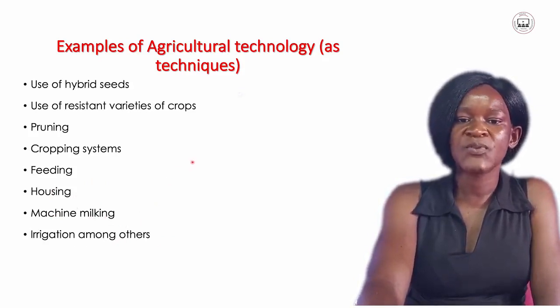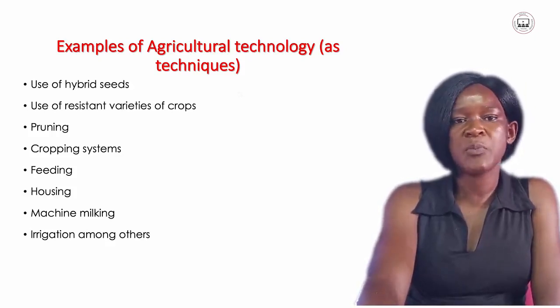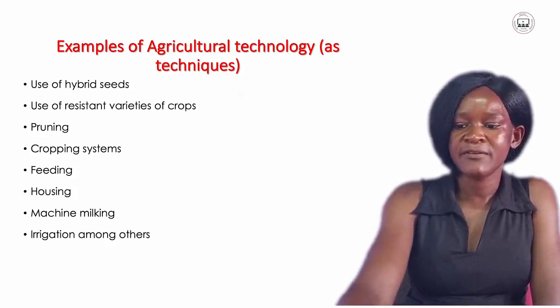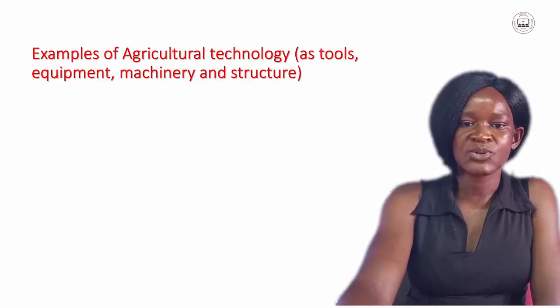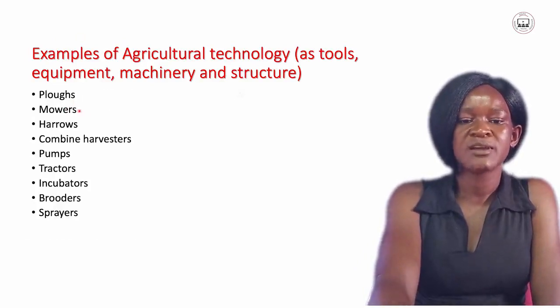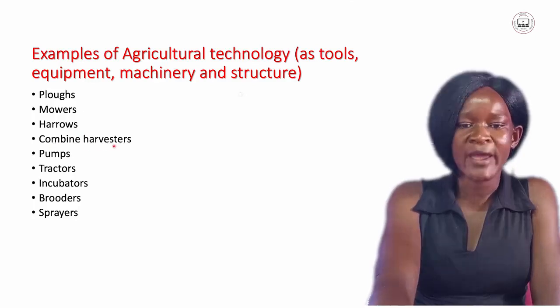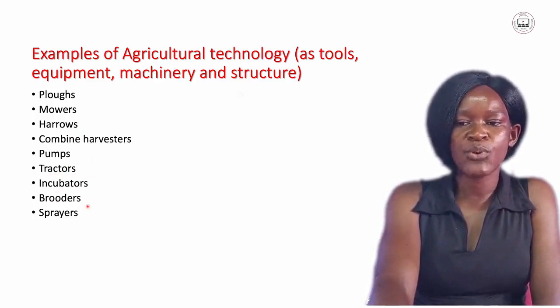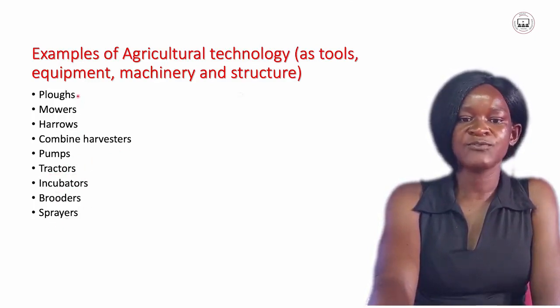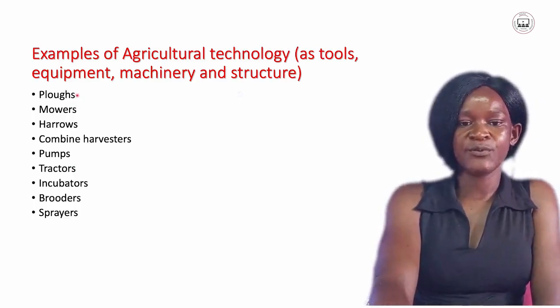Now let us look at the examples of agricultural technology as tools, equipment, machinery, and farm structures. So the examples are as follows. We have plows, mowers, harrows, combine harvesters, pumps, tractors, incubators, brooders, sprayers. Of course, for plow, we know for sure that these are there for tilling.